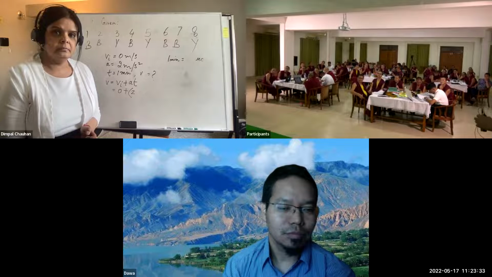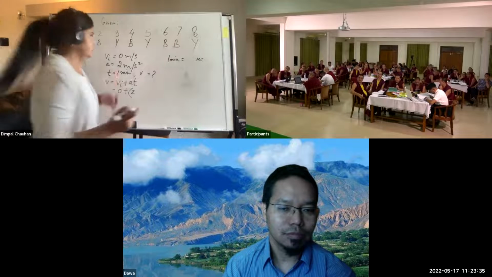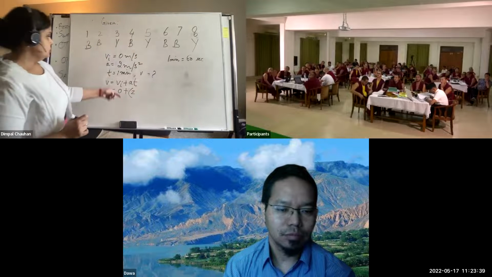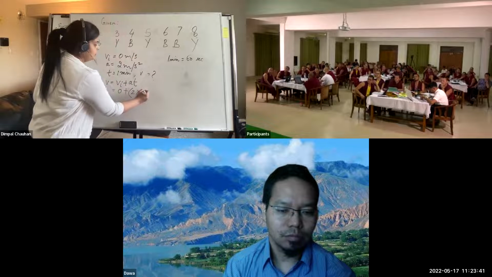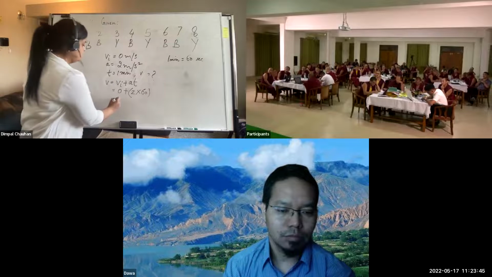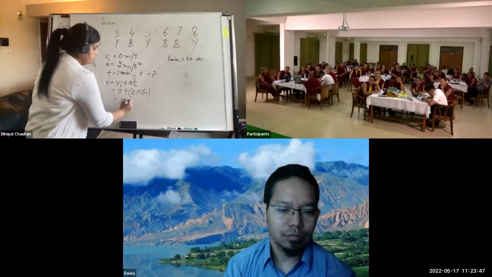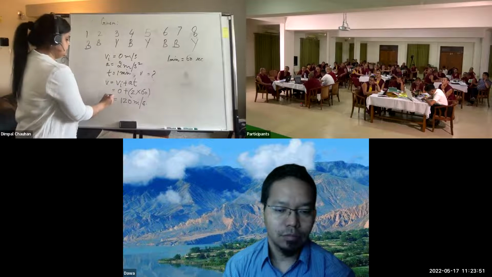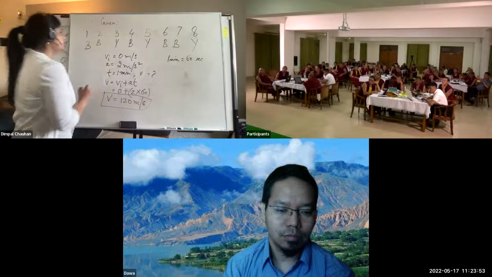Who is somebody? 60. Yes. 1 minute is 60 seconds. So now, instead of putting 1, I can put 60. This is the right answer.